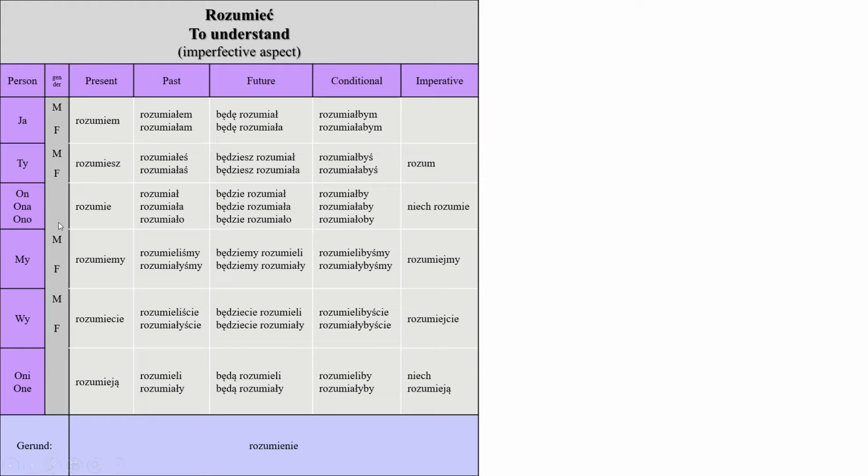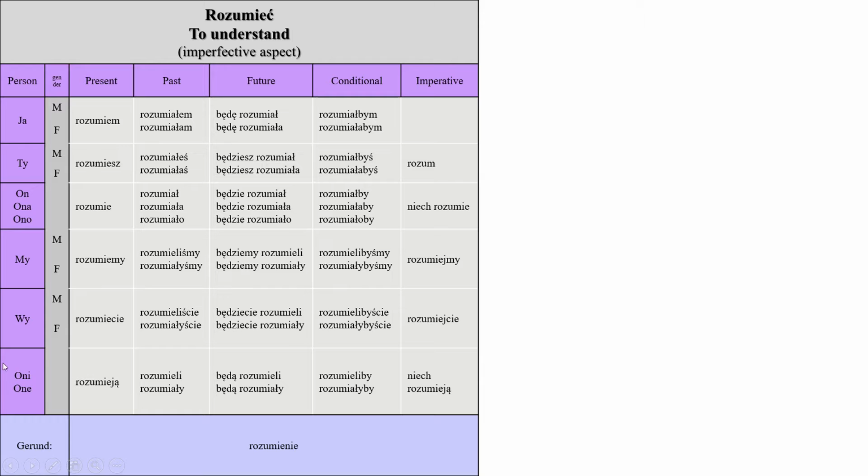For the second person and the third, it's like the others. You only remove the C, and you don't add anything for the third person, or you add sz for the second person, which is what we usually do. In the plural, you do the same as we used to do. You remove the ending and you add my, cie. So rozumiecie, rozumiemy. It's pretty clear.